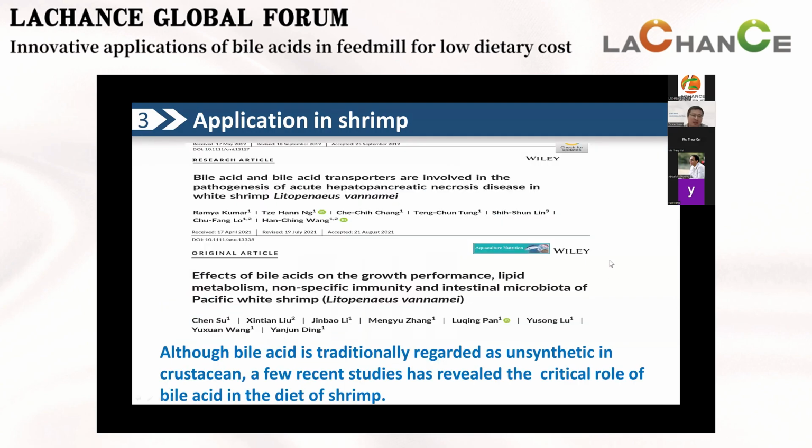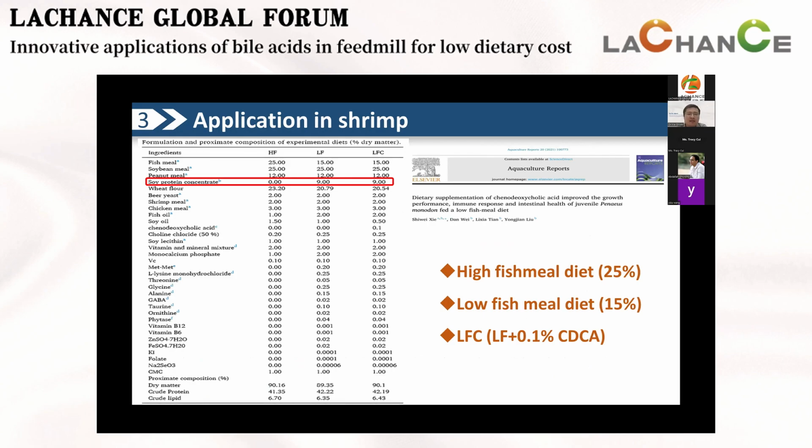And as I mentioned before, bile acids can't be synthesized in the shrimp, but in these years, there are many articles. They find the critical role of the bile acids in the diet of shrimp. They find the bile acids can improve the growth performance, the lipid metabolism, the immune response, and also the intestine health of the shrimp. And in the past 5 years, I have done many research studies in the shrimp about the bile acids.